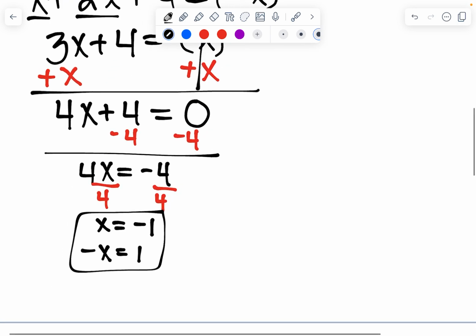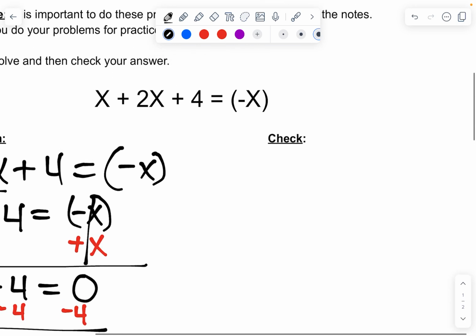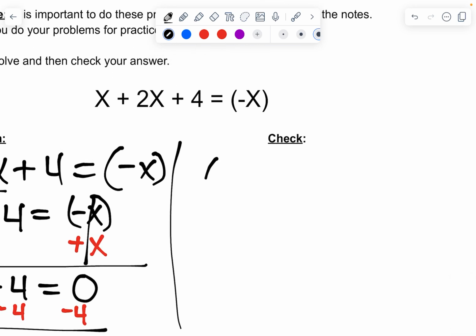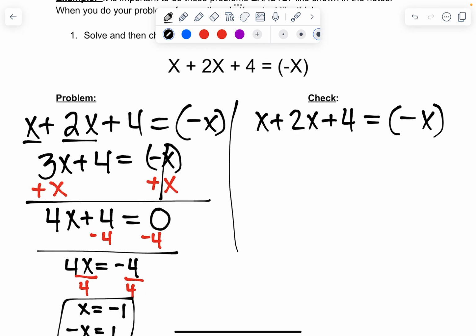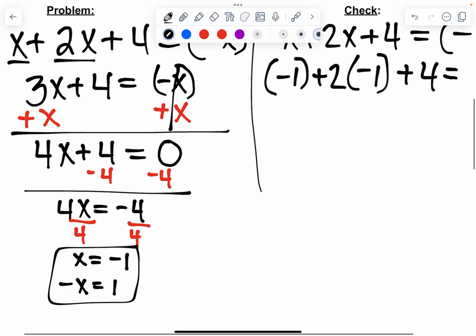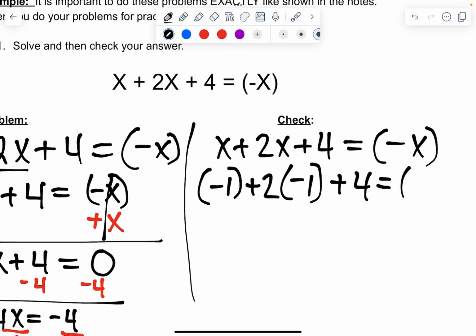We're going to move on to the other side, and I'm going to grab the original problem again. I'm going to take out the x and put in negative 1, according to what I just did. And the negative x, if you'll notice down at the bottom, is 1. So it's a positive 1. Again, think of it as the opposite.